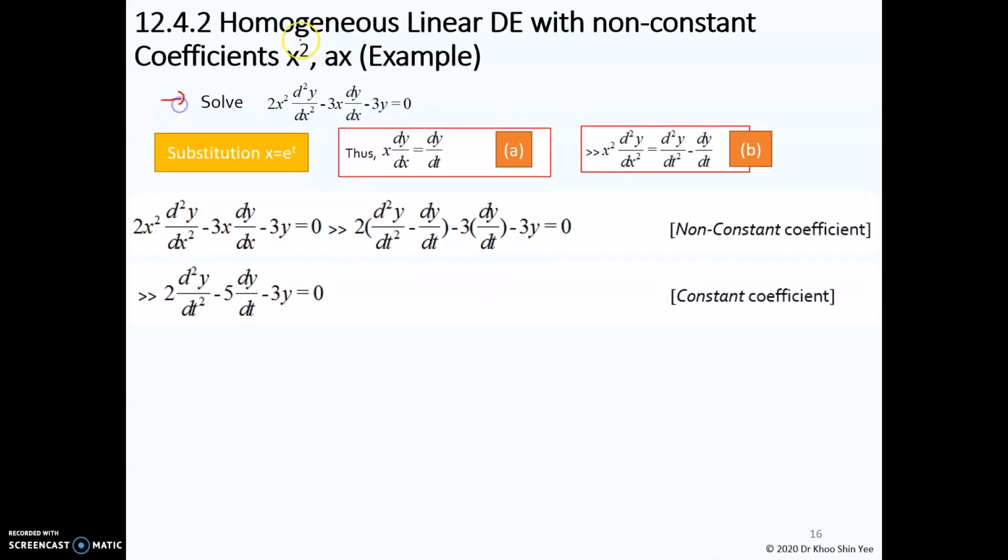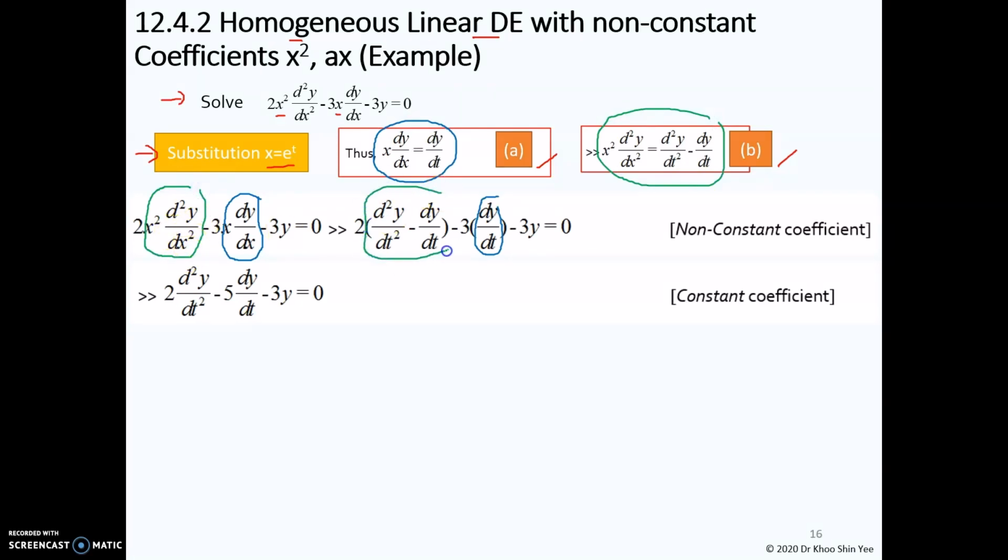In this example, we have a homogeneous linear differential equation with non-constant coefficients x squared and x here. To solve this type of problem, we need to substitute x equal to exponential t. By doing this, we can obtain two important formulas here. By using the first formula, we can convert the x dy over dx into dy over dt. By using the second formula, we can convert the x squared d squared y over dx squared into d squared y over dt squared minus dy over dt.